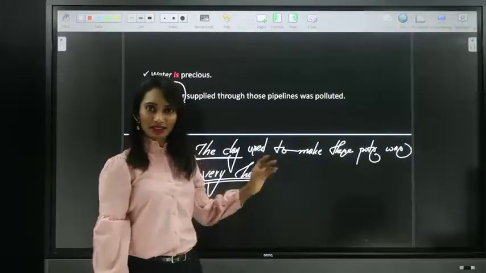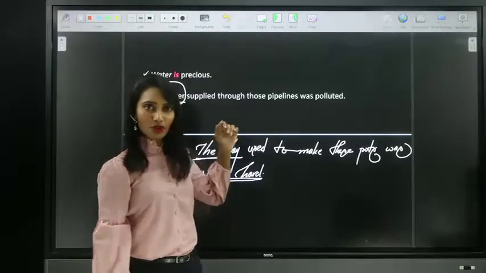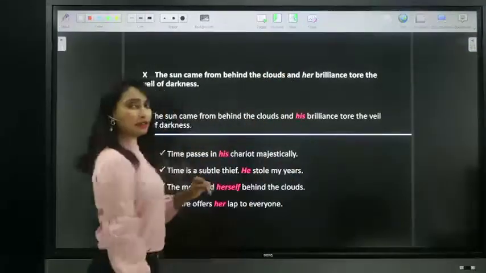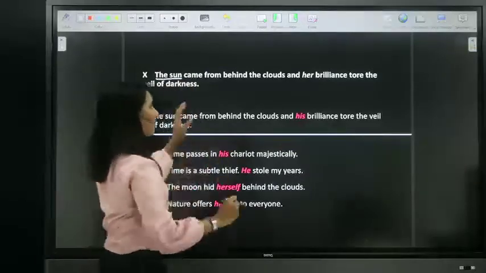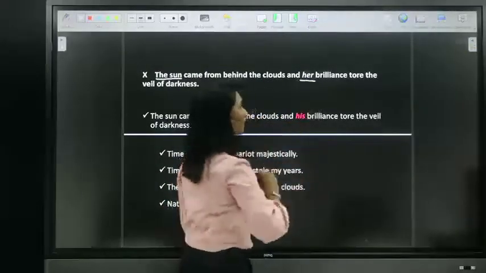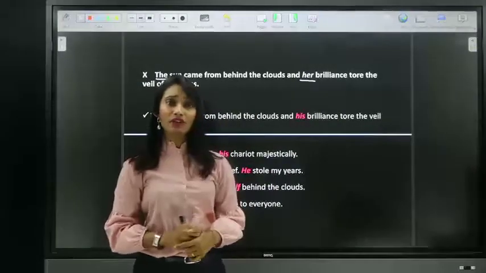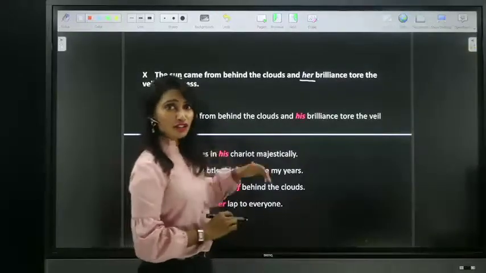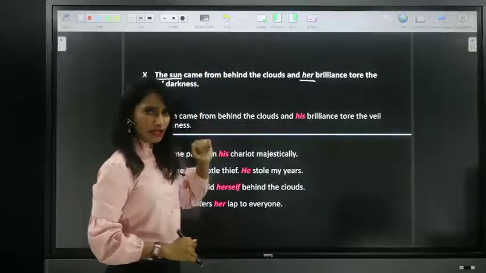So that's our next one. So hope it is clear. If you got any doubts, please let me know. Let's move on to the next sentence. Look at this sentence. The sun came from behind the clouds and her brilliance tore the veil of darkness. The same example which we discussed yesterday, under which concept, guys? Which concept have we discussed where we gave gender to non-living objects?